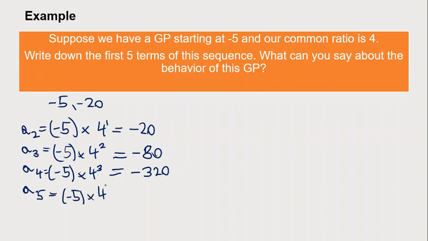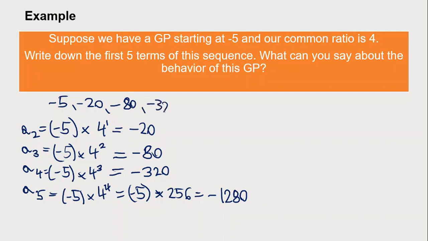A5, the last term we have been asked for, is minus 5 multiplied with 4 to the power of 5 minus 1, which is 4. So that's minus 5 multiplied by 4 times 4 times 4 times 4. So that's 256 altogether, and that gives me, let me think, minus 1280, I believe, because we kept multiplying by 4 effectively. So yes, if you multiply 320 by 4, that's what comes out. So your actual sequence starts with those 5 terms: minus 5, minus 20, minus 80, minus 320, then minus 1280.